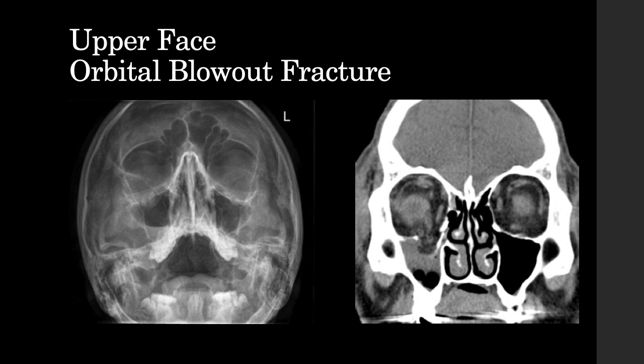You might see an eyebrow sign, which is a very dark crescent in the superior aspect of the orbit, and that's just air from the maxillary sinus going into the orbit. And because air is dark on X-ray, we see it as this dark eyebrow above the orbit.